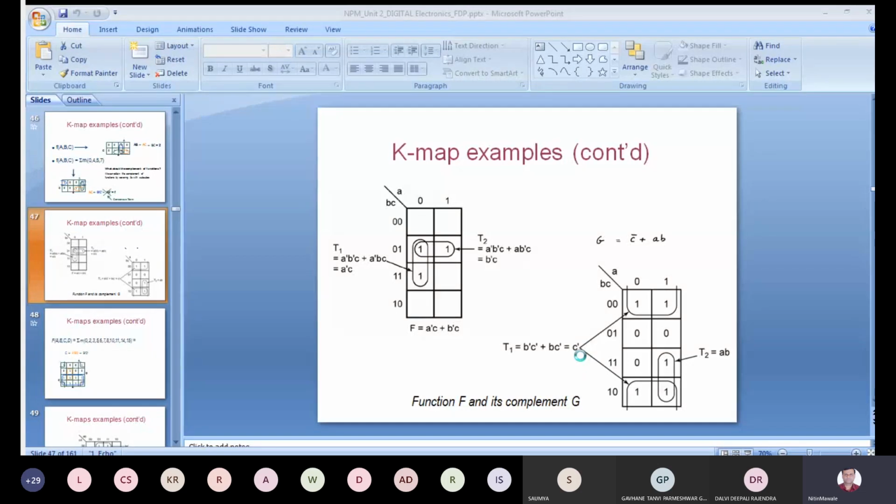Okay, so the same problem you can solve by using POS, but solve correctly. Yes, sir. Done, sir. Okay.